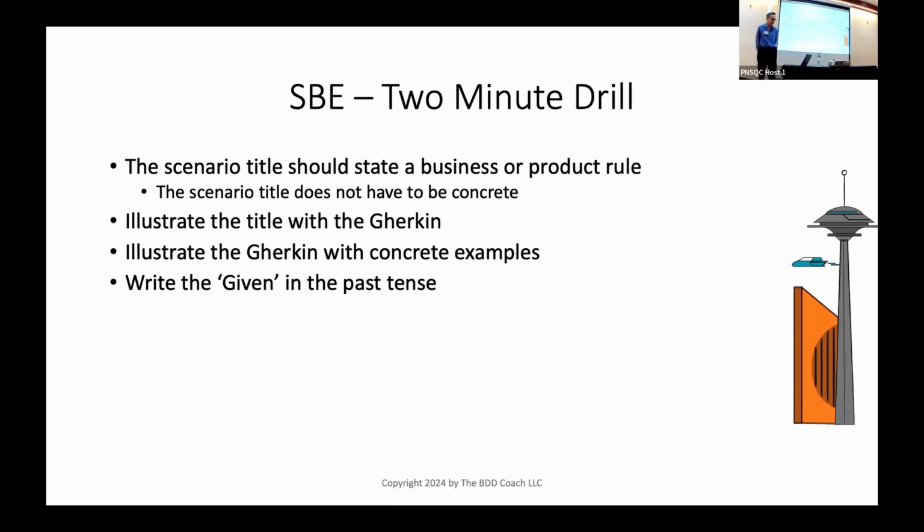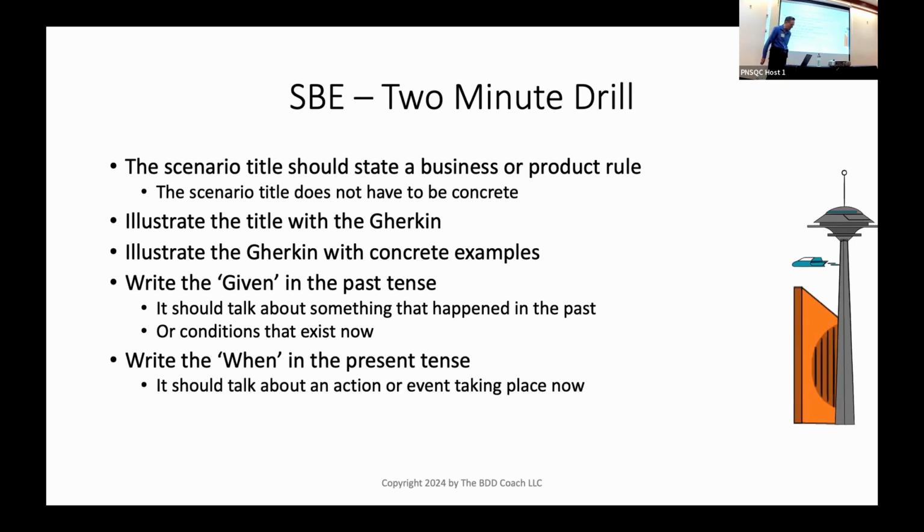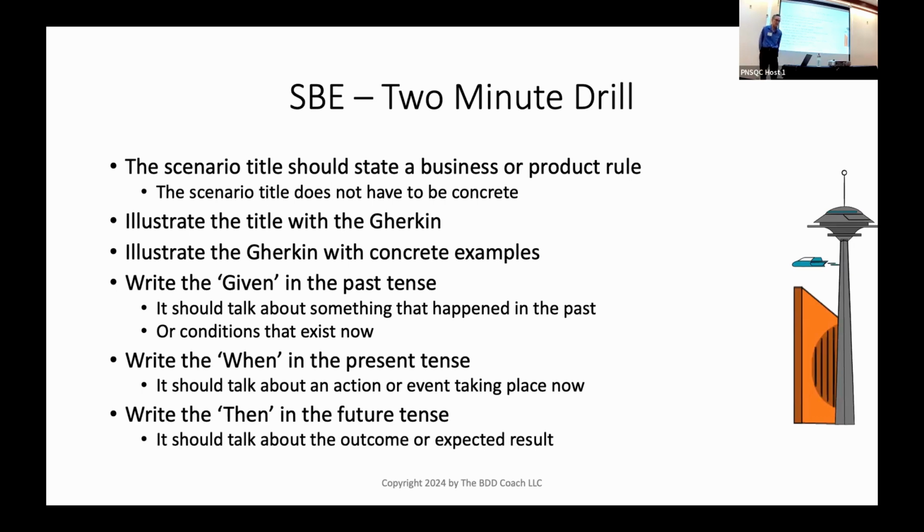We write the given in the past tense. It is something that happened in the past or conditions that exist now. The when is the action, the event that's taking place. So we write that in the present tense. And the then is the expected result. So we write it in the future tense.